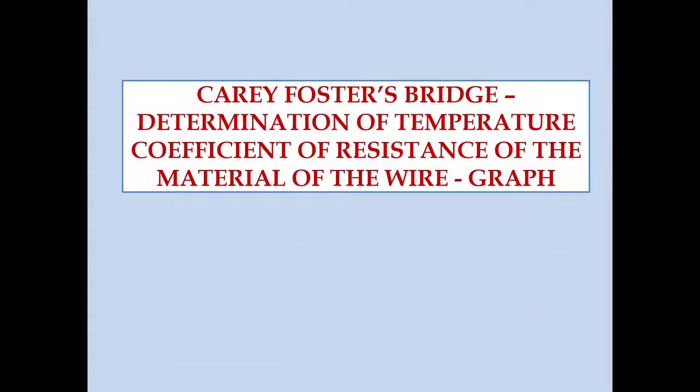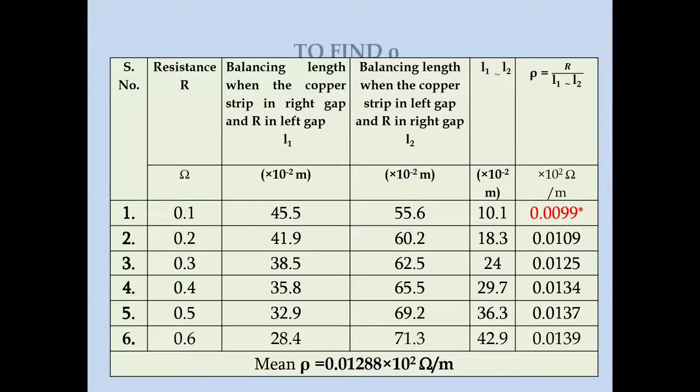In this video, we will learn to calculate the temperature coefficient of resistance of the material of the wire using a Carey Foster's bridge, and also we will draw the temperature-resistance graph, and from that we will find alpha. So these are the experimental observations obtained. The first part of the calculation involves finding rho, that is the resistivity of the Carey Foster's bridge wire.